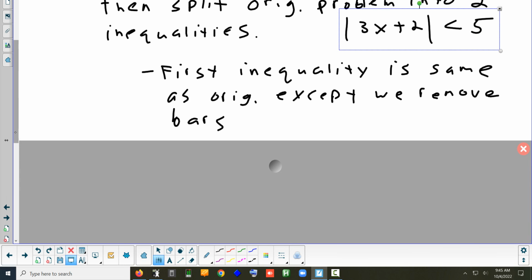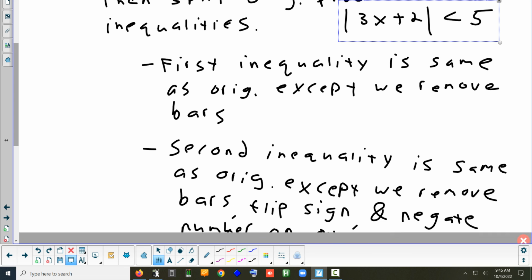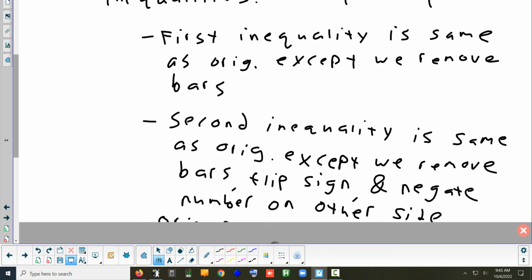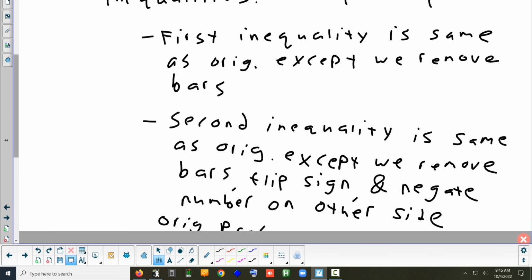Now the second inequality, we did something to this number on the other side. But we also have to think about this symbol today too. So it's almost like we did yesterday, but there's one more step with the symbol. Would it be the exact same except it's a negative 5 and you flip the sign? Yes. So the second inequality is the same as the original, but you get rid of the bars. And you have to do the 2 things that Matt just said.